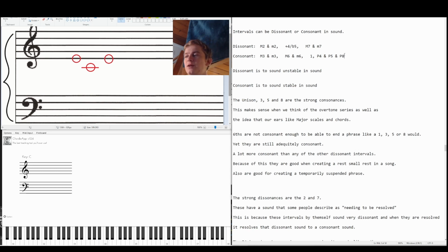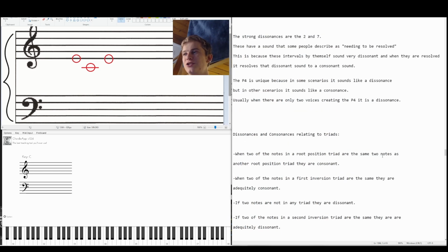This makes sense when we think about the overtone series, as well as the concept and idea that our ears like the major scale and chords. Sixths are not consonant enough to be able to end a phrase like a 1, 3, 5, or 8 would, yet they are still adequately consonant, a lot more consonant than any other dissonant interval that I'm going to be discussing. Because of this, they're good when creating a small rest in a song, and they are also good for creating a temporary suspended phrase. The strong dissonances are the 2 and the 7.